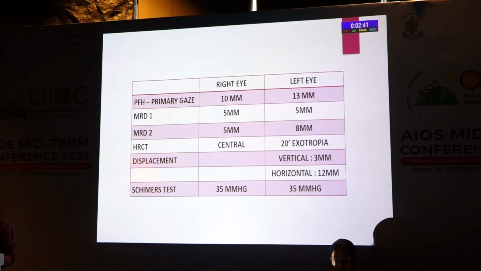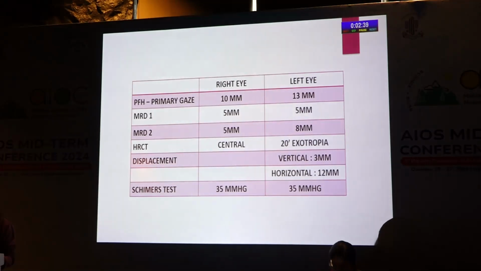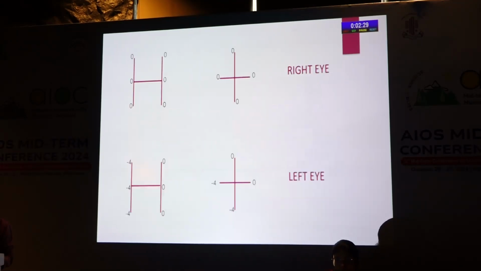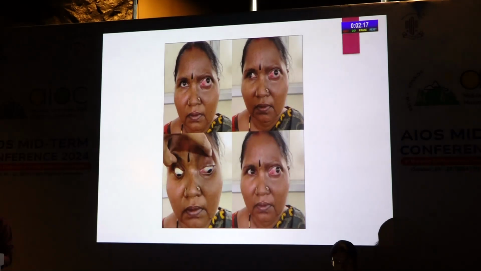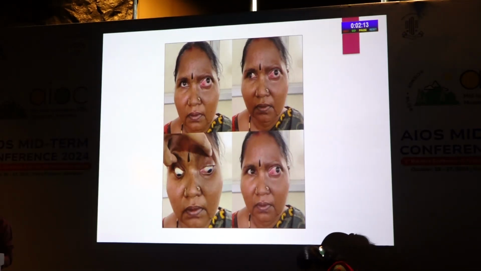Coming to the left eye, PFH is 13 mm, MRD1 is 5 mm, MRD2 is 8 mm, and there is 20 degrees of exotropia with vertical displacement of 3 mm and horizontal displacement of 12 mm. And these are the extraocular movements, where there is a restriction in the right eye in elevation, depression and adduction, and this is depicting the same. There is a restriction of movements of the left eye in adduction.